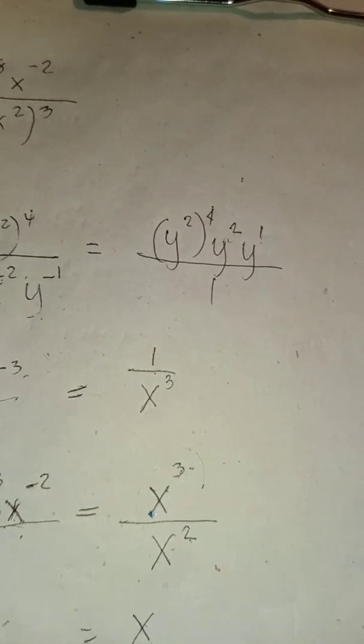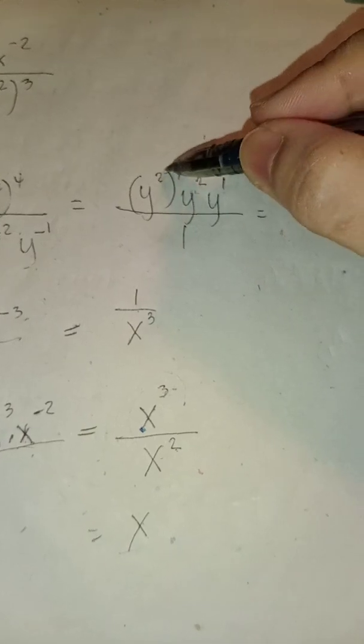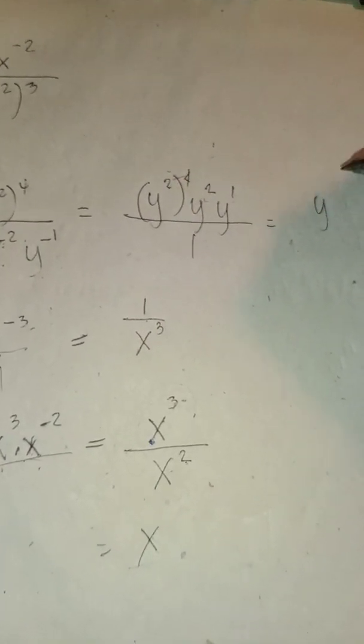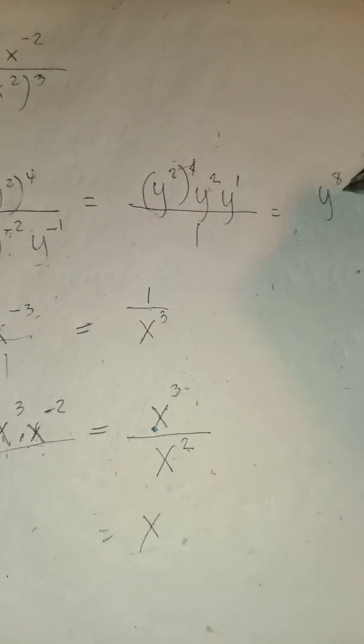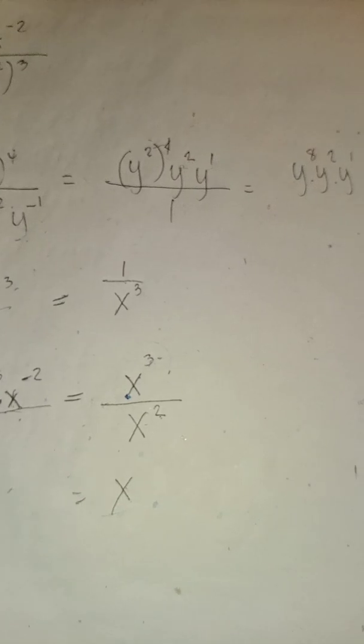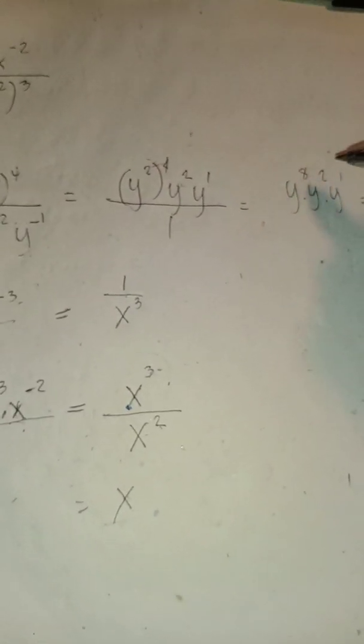Now, proceed ka na sa laws of exponent mo, no? Ito yung laws of exponent, power of a power rule. So, 2 times 4. So, y raised to the power of 8. Kopyahin mo lang yan. Y squared, y. Now, multiplying naman. Y, same base, no? So, multiply ka ng power. Ibig sabihin, i-add lang, no? 8 plus 2, 10 plus 1. So, y to the power of 11 ang sagot dito.